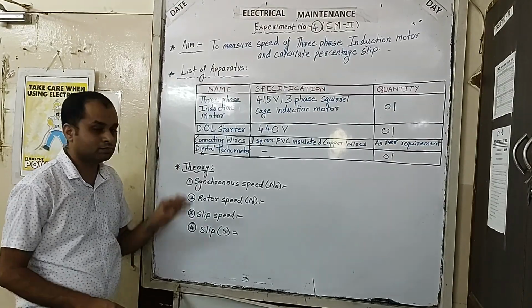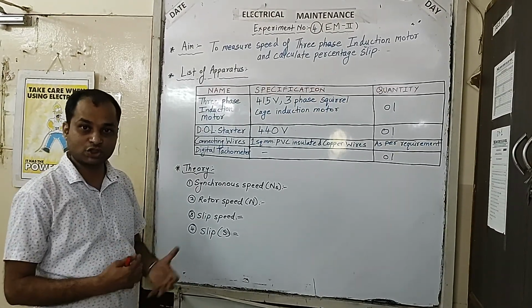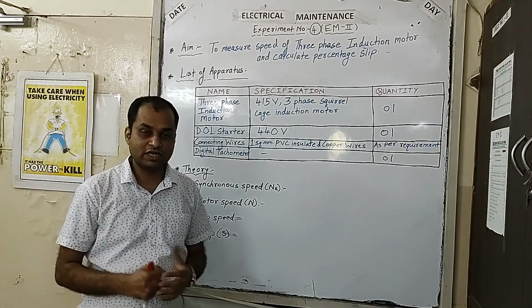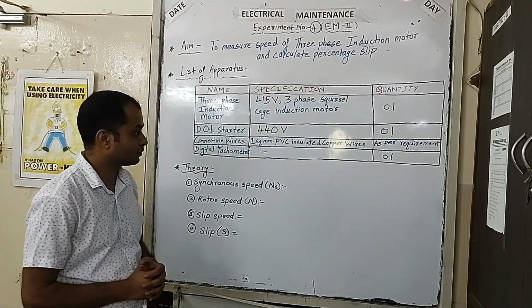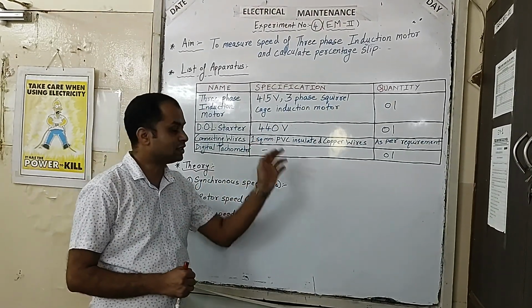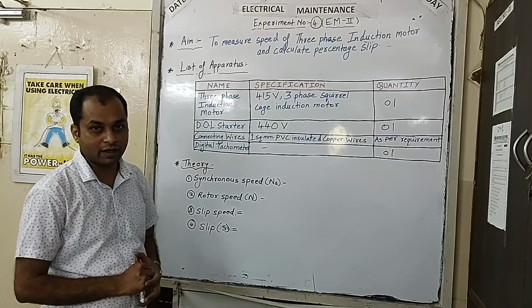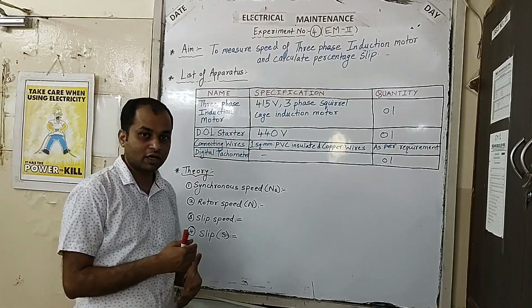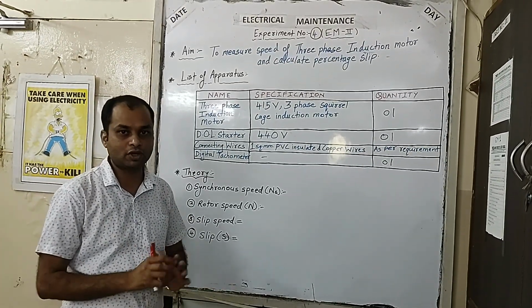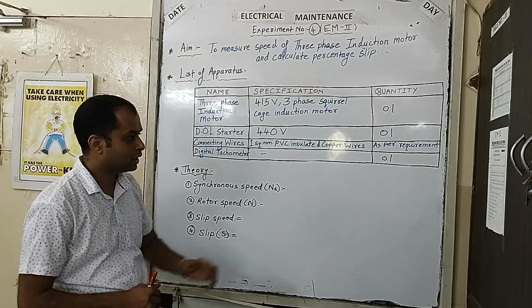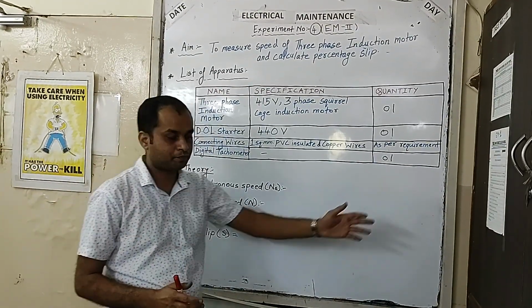We will require some connecting wires to make the connection of the motor with respect to the three-phase supply. So we will use 1 square mm PVC insulated copper wire or somewhat higher cross-sectional area, depending upon the magnitude of current of the motor as per our requirement.